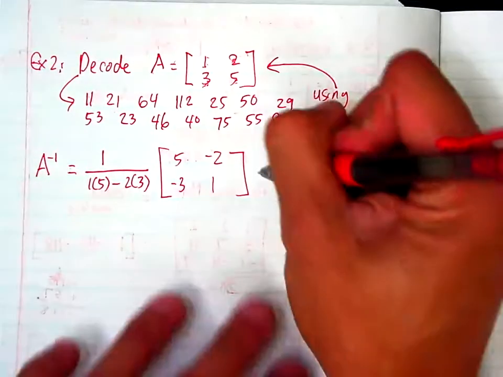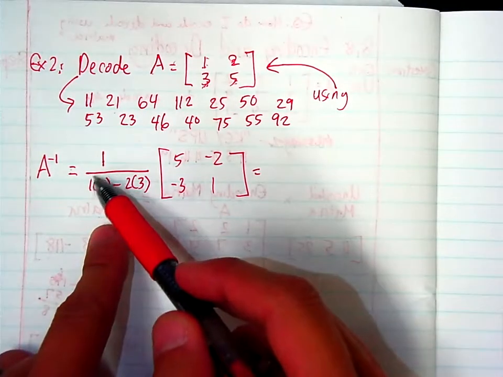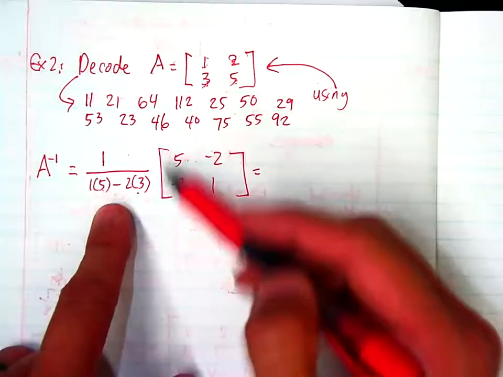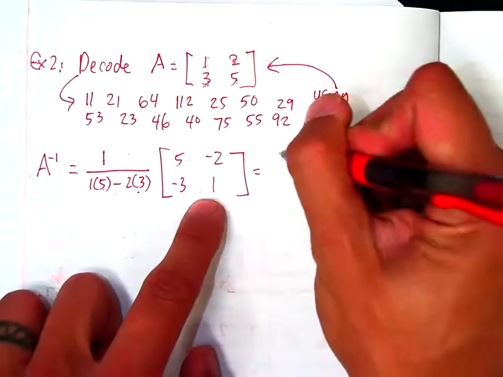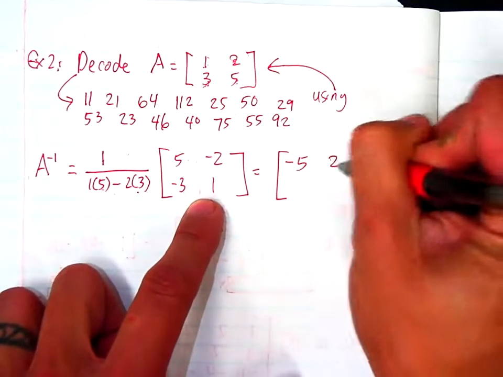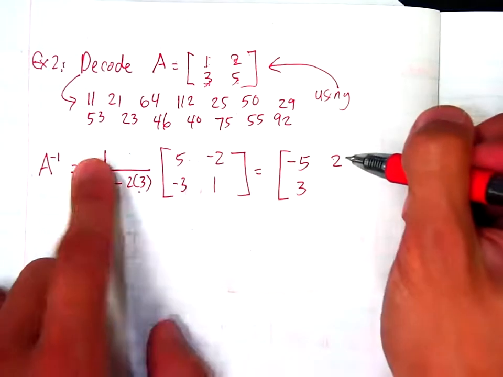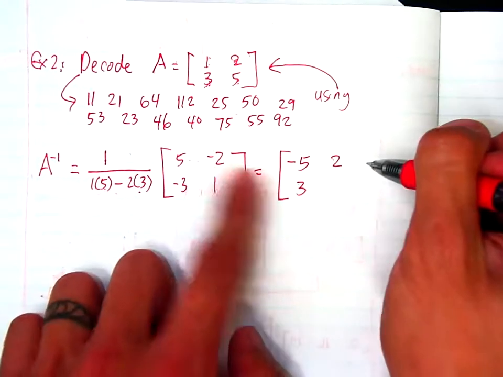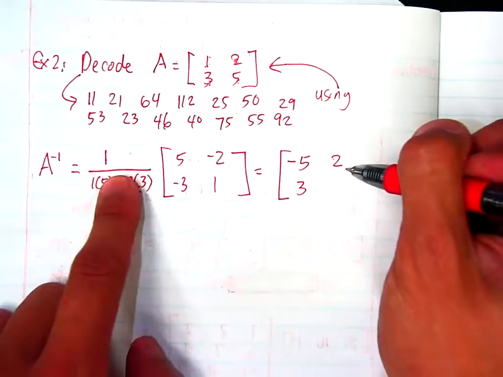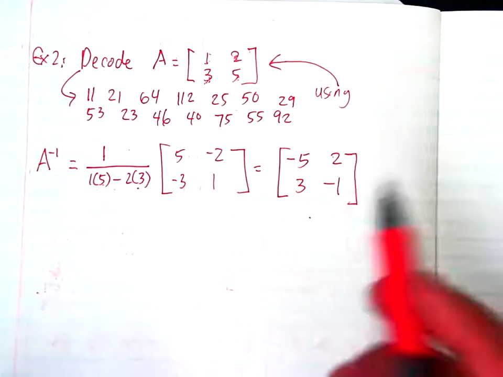Okay, so my A inverse is going to be, well, 5 minus 6 is -1, so this will be 1 over -1. So it'll be -1 times this. It's just a matrix operation, so everything will be the opposite: -1 times 5 is -5, -1 times -2 is +2, -1 times -3 is +3, and -1 times 1 is -1. So this is my A inverse.